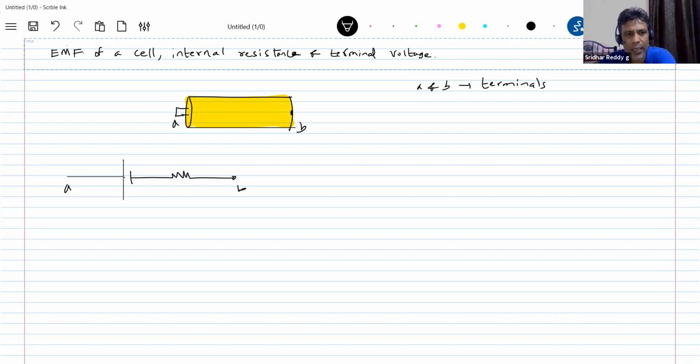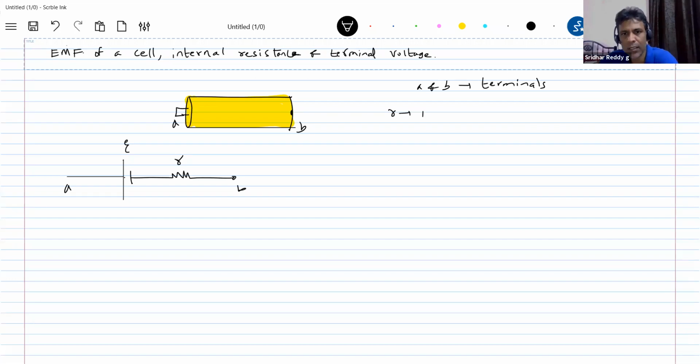This is the EMF of the cell. We use a symbol like this for the EMF of a cell. There's also the internal resistance. What is this internal resistance? The resistance offered by the material of the cell to the flow of charge is the internal resistance.